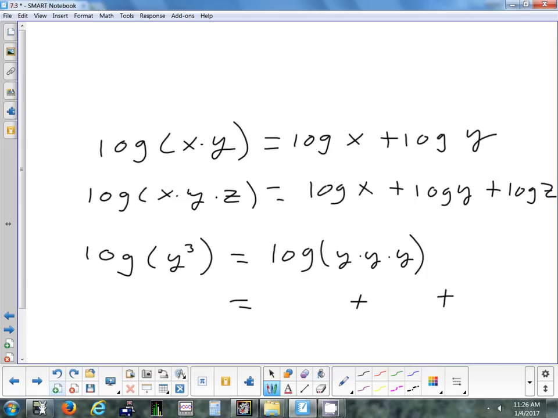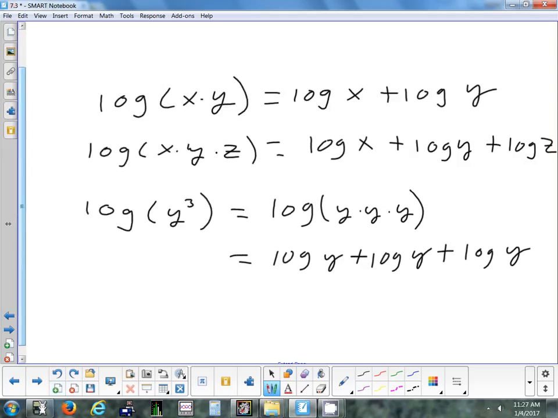Rebecca, can you tell me the first thing I'm going to have? Yeah, it's going to be log y. And Selenia, how about the second thing? Log y again. And Claire, how about the third thing? Yeah, it's going to split into log y plus another log y. So how many of the log y's is that? Well, Jared? Yeah, it's three of them.